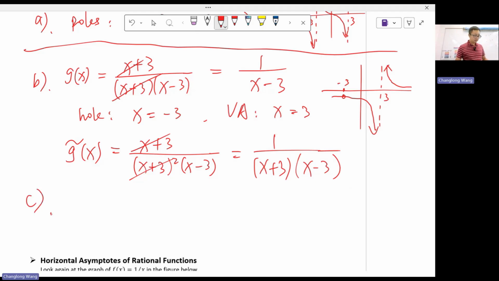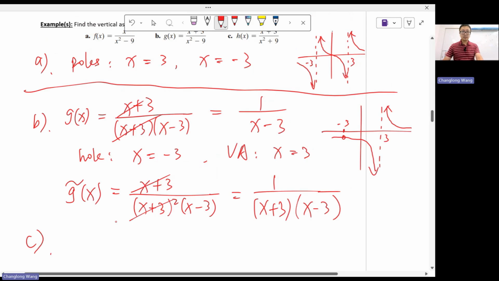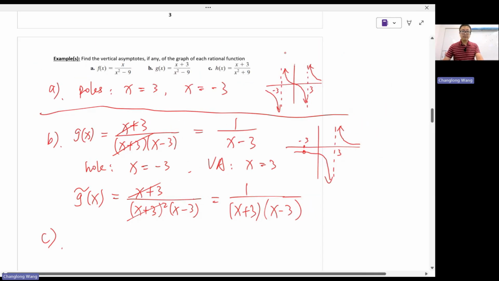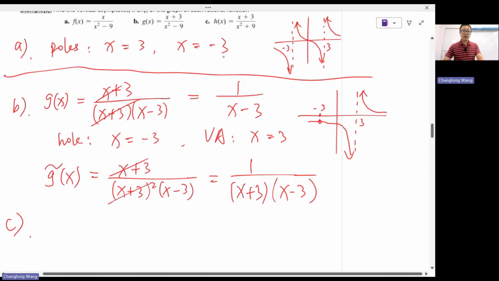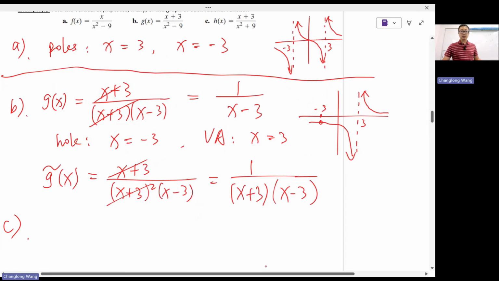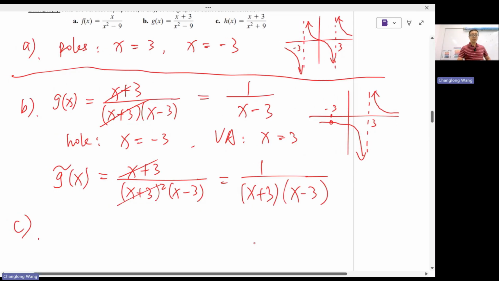All right, so now moving on to letter C. Letter C says you have x squared plus 9 on the denominator. So no poles, right? So if there are no poles, don't worry about any zeros. Oh, sorry, not zeros. Any VAs or holes, right? None of them.